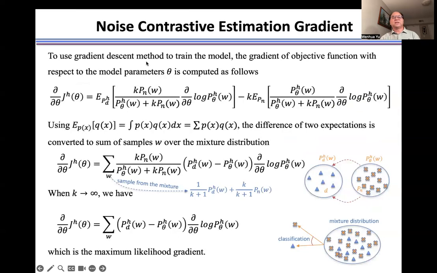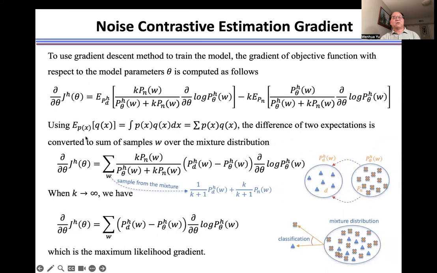To use the gradient descent method to train the model, the gradient of the loss function with respect to the model parameter theta is computed as follows. This gradient includes two terms. The first term is the expectation of this value over PD, and the second is the expectation of this value over Pn.